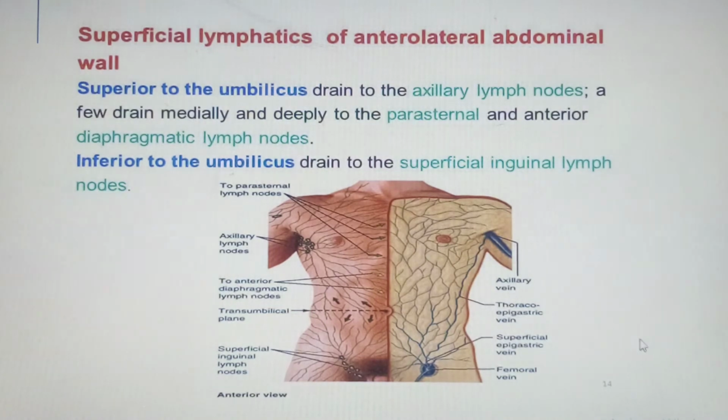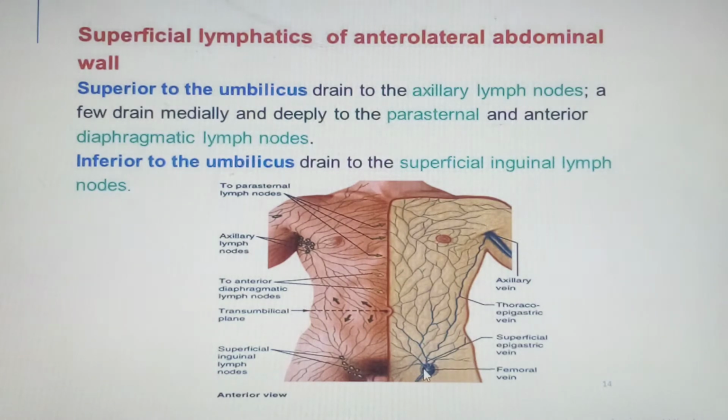Now let me actually show you this. If I take off the skin, you can see there's a subcutaneous tissue or superficial fascia. Now you can see that we have a branch of the axillary vein, being of course the lateral thoracic vein.